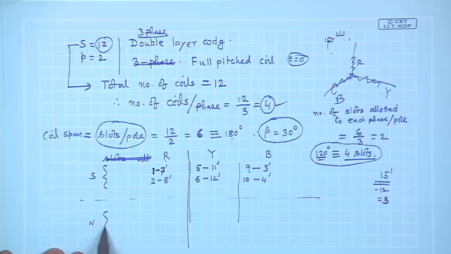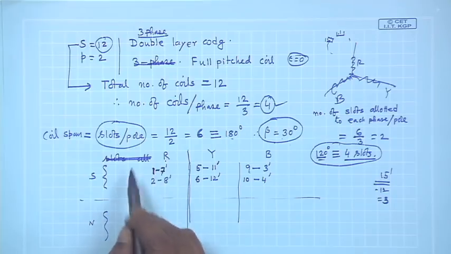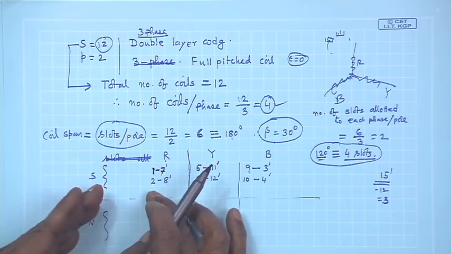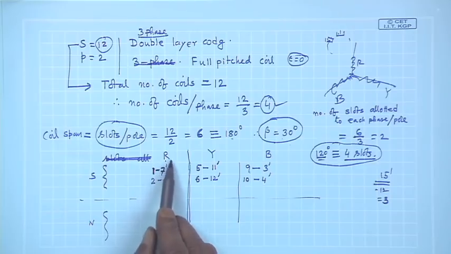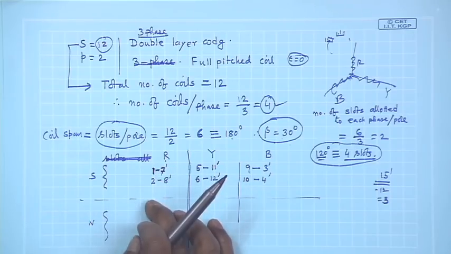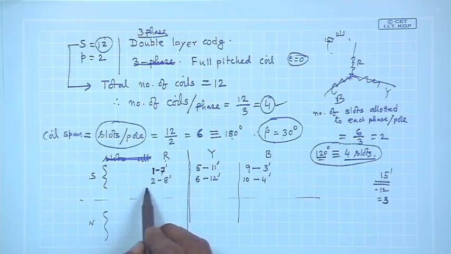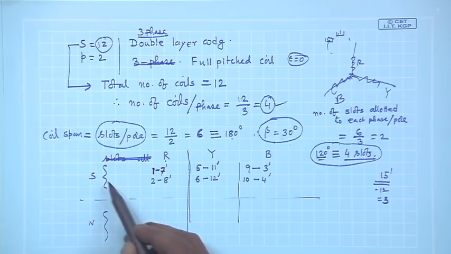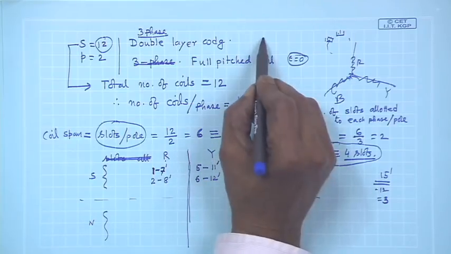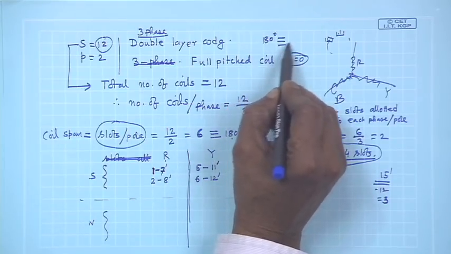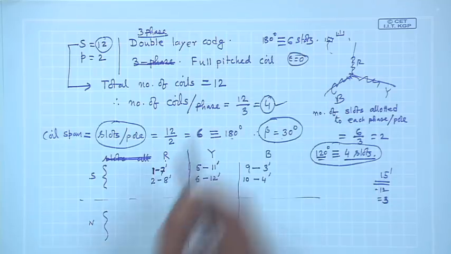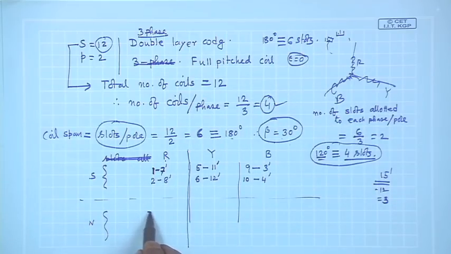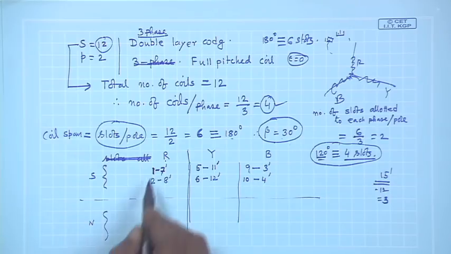Suppose you see the other pole. That is, you have started R phase and under one pole you have allotted 2 slots here. Then the next 2 coils, which will also be distributed, should start after 180 degrees, because the angle between south and north, the pole pitch, is 180 degrees. 180 degrees is equivalent to 6 slots. So, it should start from 7, that is 1 to 7.